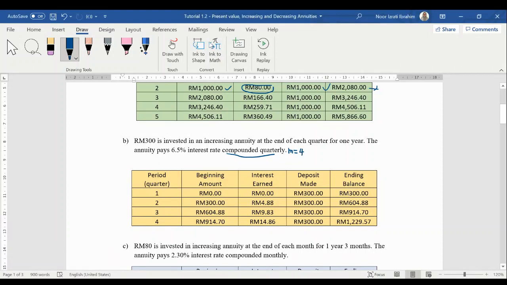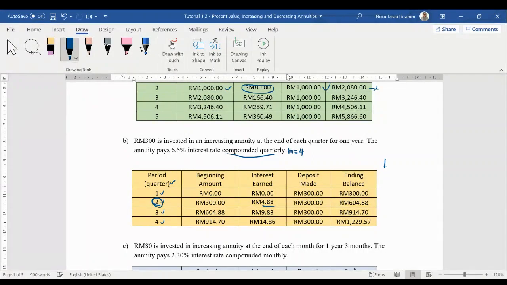So since the deposit is made every quarter, you will see here the period is per quarter and the period of investment is 1 year. So in 1 year, there are 4 quarters. That's why you see here first period, second, third, and fourth quarter. Okay. And how do we get the interest here? So look at the second period here. How do we get 488 cents here?